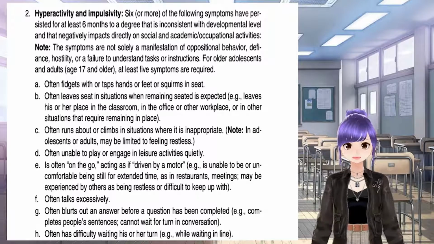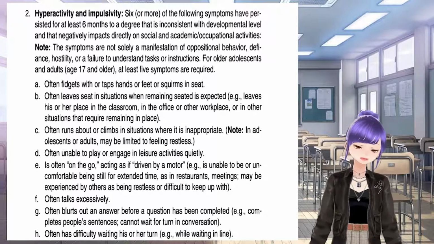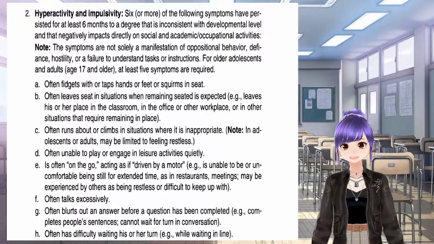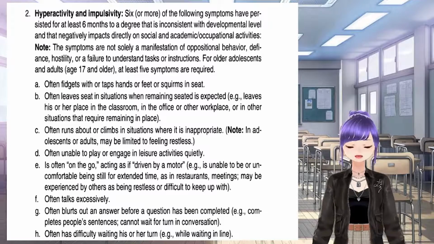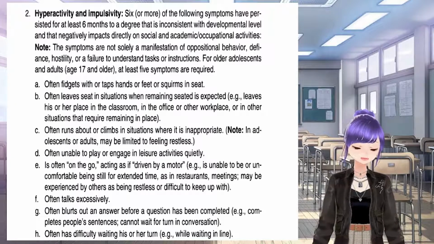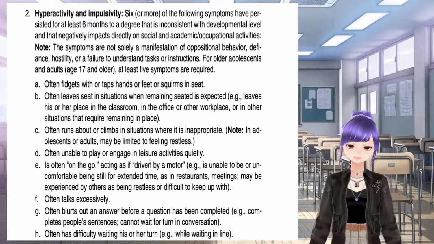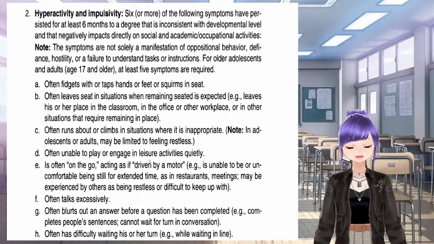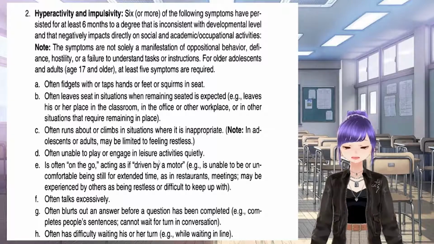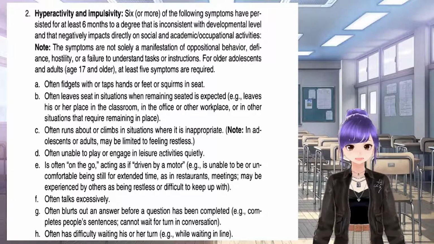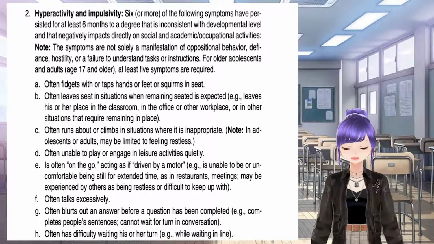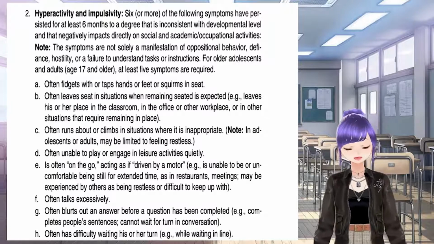For example, leaves his or her place in the classroom, in the office, or other workplace, or in other situations that require remaining in place. Often runs about or climbs in situations where it is inappropriate. Note, in adolescents or adults, may be limited to feeling restless. D is unable to play or engage in leisure activities quietly. So is often on the go, acting as if driven by a motor. For example, is unable to be or uncomfortable being still for an extended time, as in restaurants, meetings, may be experienced by others as being restless or difficult to keep up with.